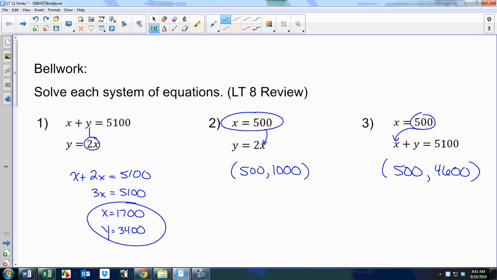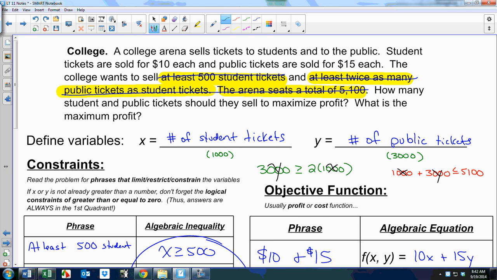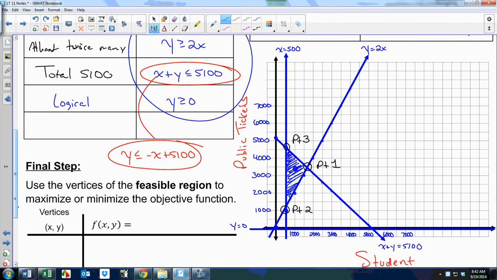Second point, I think you're probably going to notice a pattern here. Point 2 is the intersection of x equals 500 and y equals 2x. If you look at your bell work, that's the second point we found. And then finally, the third, you get the picture, right? If they're obvious, which I think point number 2 is pretty obvious, it's 500, 1000. That's solving it by graphing. That's learning target 7. You don't have to pull out elimination to figure that out, right? But for point 1, you'd need elimination to figure it out.